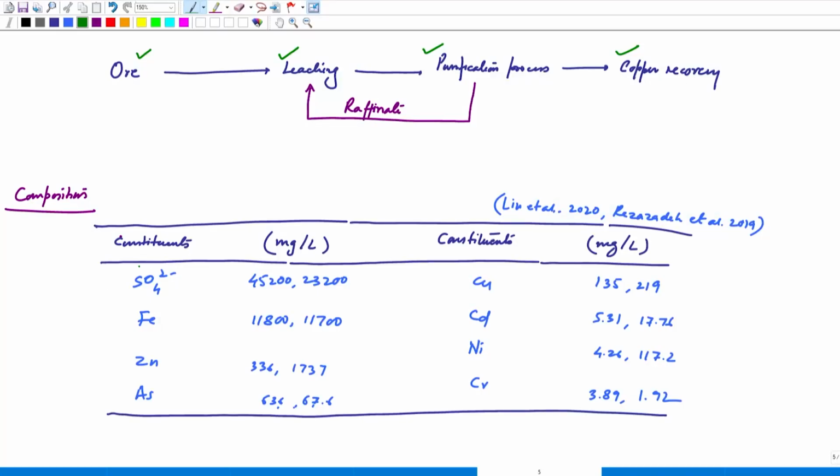We can see that sulfate ions have the highest concentration. This mg per L is basically the concentration in milligrams per liter. So sulfate ions, iron, zinc, As, Cu, Cd, Ni, Cr. We see that Cu, As, Zn and Fe are present in significant amounts compared to, let's say, Cd, Ni and Cr. Ni can be present in some quantities. Again, these values are not completely sacrosanct. These values are again in ranges. We are able to see the data from different sources, and this literature is expanding. We can have values that are outliers as well.